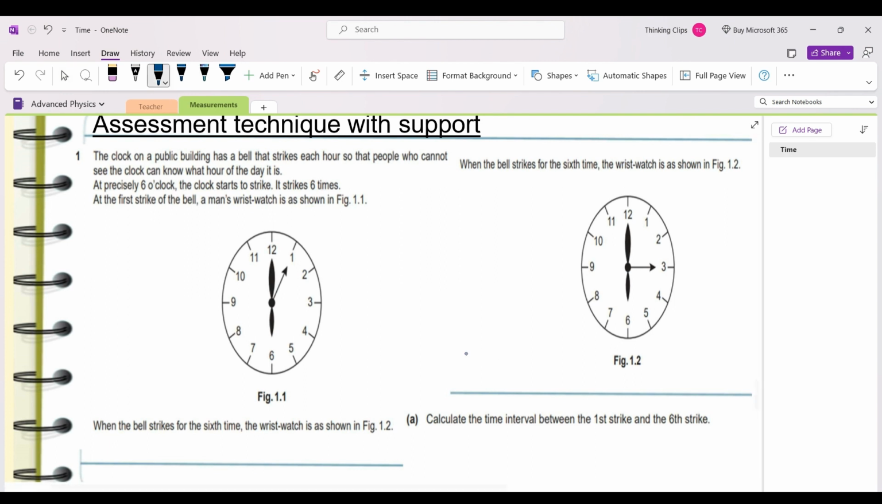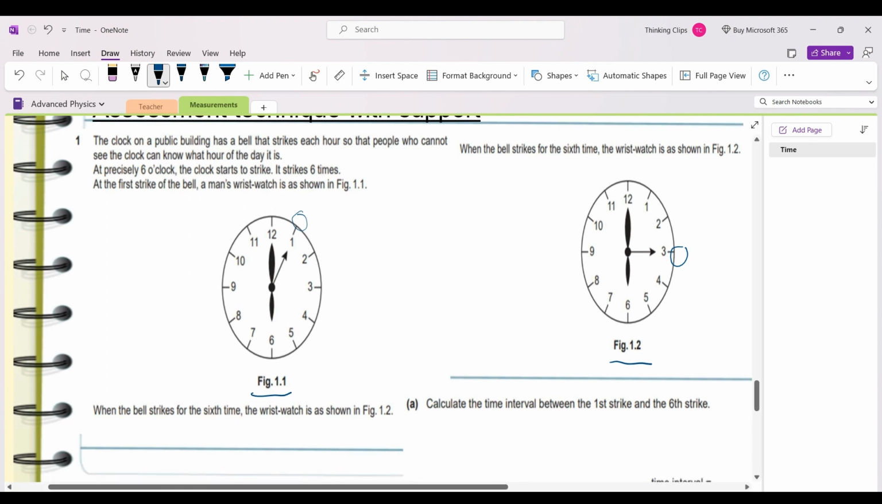So we can see the difference between the positions of the second hand here and here. And the first part of the question, A, says calculate the time interval between the first strike and the 6th strike. So pause the video and have a go at that yourself.